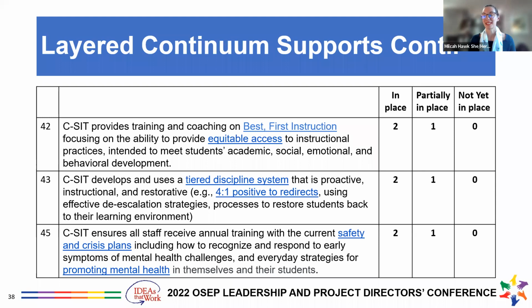I'll end with 45 because this item is in response to not only our July 2020 survey data from superintendents across Colorado, but a nationwide crisis for our youth and staff regarding wellness and mental health, as Erin had pointed out earlier in the presentation. CSIT ensures all staff receive annual training with the current safety and crisis plans, including how to recognize and respond to early symptoms of mental health challenges and everyday strategies for promoting mental health in themselves and their students. And for you all watching this presentation, be sure to personalize your learning and do something for yourself today.